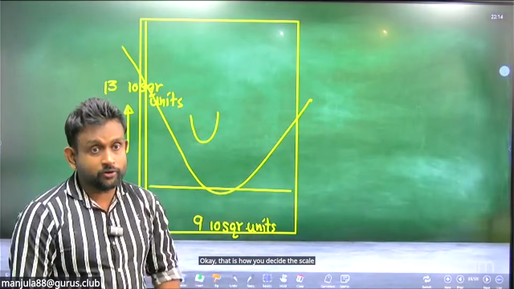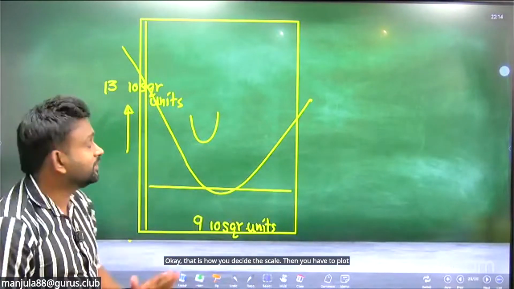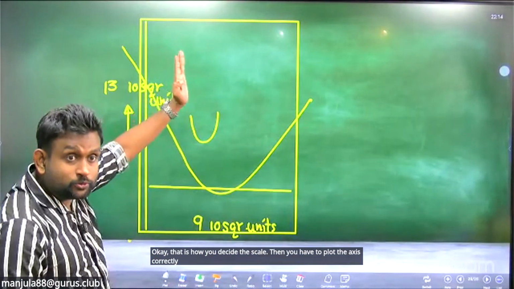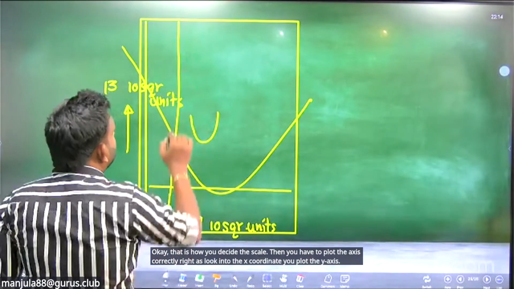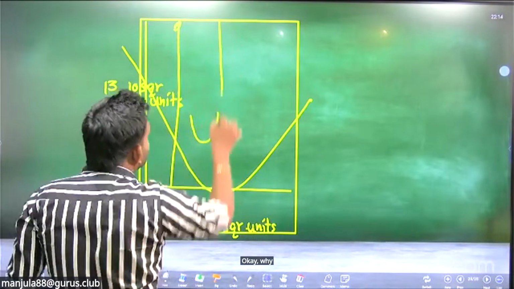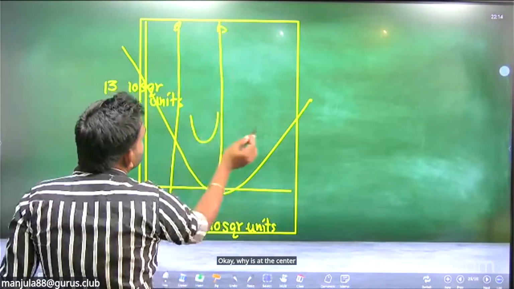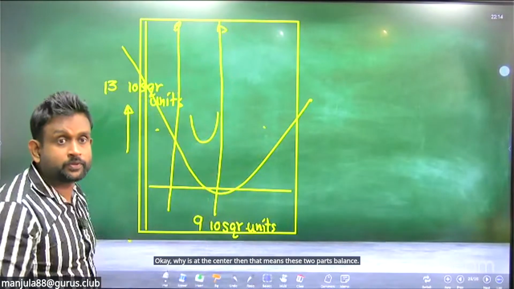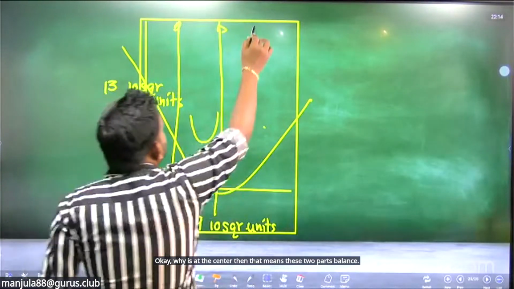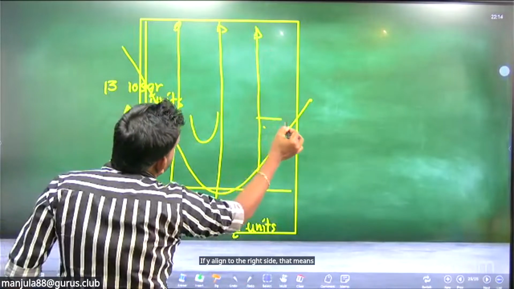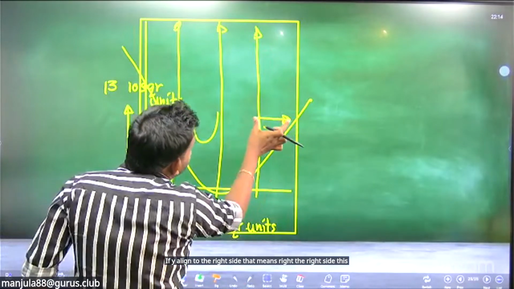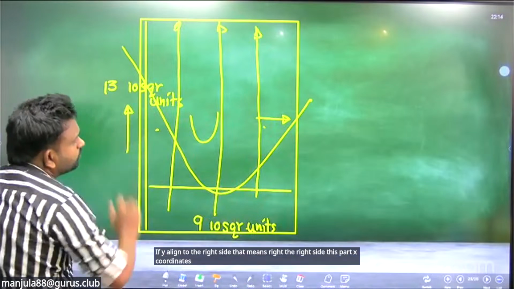Then you have to plot the axes correctly. Looking at the x coordinates, you place the y-axis. If the y-axis is at the center, then the two sides balance. If the y-axis is aligned to the right side, that means the negative x coordinates are more.